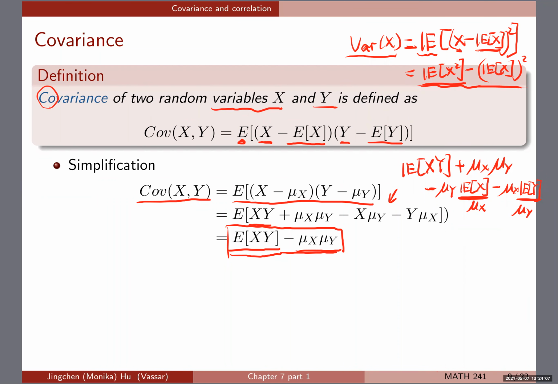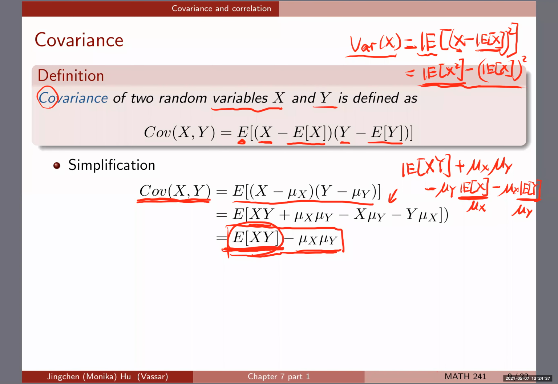And actually, if you know that X and Y are independent, from the previous video we know that the first term becomes the expectation of X times the expectation of Y. So in this case, the covariance is going to be 0. That's going to be something very important. We're going to cover that as a property coming up. But just so you know, many things are connected, so make sure that you know how they're connected.